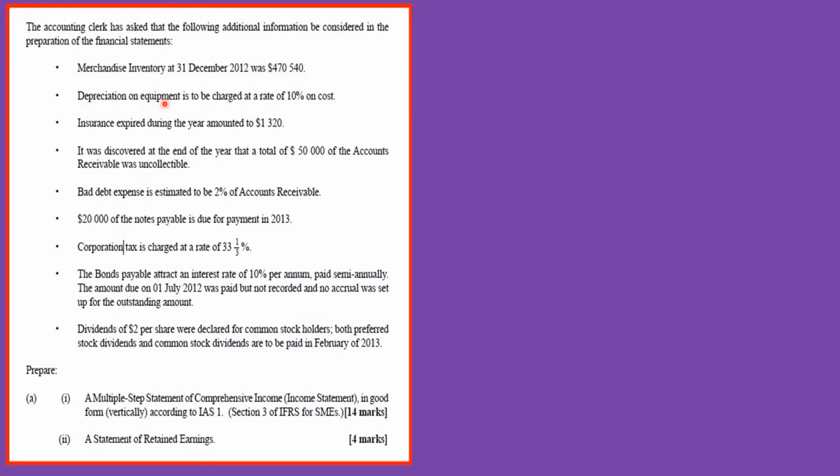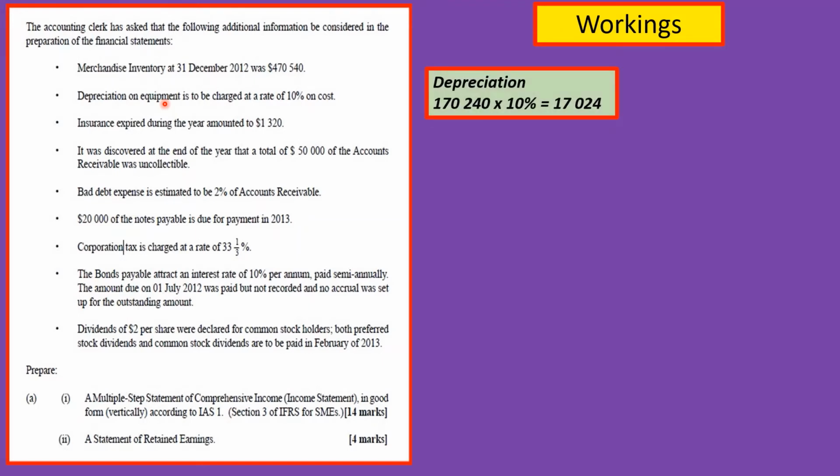Next, we have the depreciation on the equipment, charged at a rate of 10% on cost. So we head up workings on our page, depreciation. The cost from the trial balance is 170,240, and it's 10% on cost, so it's just 10% times the cost. I will get 17,024.